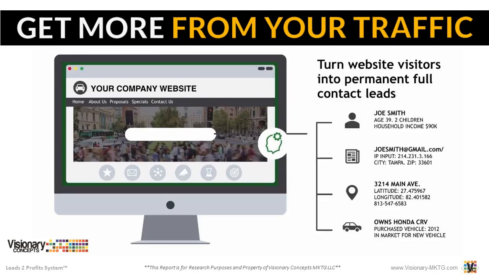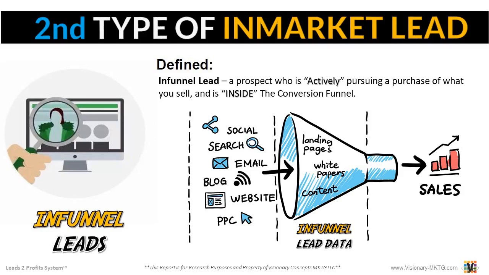From there, the second thing that allows us to predict who exactly is in market is that we have a piece of code, or a smart pixel, that we install onto our client's website. Now, this smart pixel enables us to match back who visits their website without an opt-in, okay? And it'll convert that anonymous visitor into an in-funnel lead. An in-funnel lead is a prospect who is actively pursuing a purchase of what you sell, but now they're actually inside your sales funnel, your conversion funnel on your website or landing page. And the cool part is now they're considering buying from you.